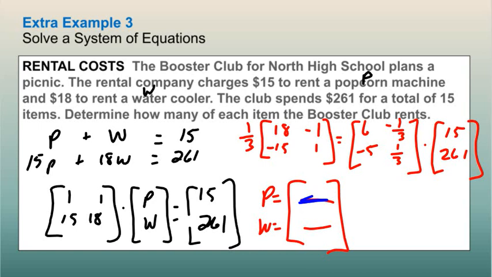So for here, row 1, column 1, so I have 6 times 15 plus negative 1/3 times 261 gives us a total of 3. And then the other one, here we have row 2, so negative 5 times 15 plus 1/3 times 261 gives us 12. Add those up, that gives me my 15. So we have 3 popcorn machines and 12 water coolers.